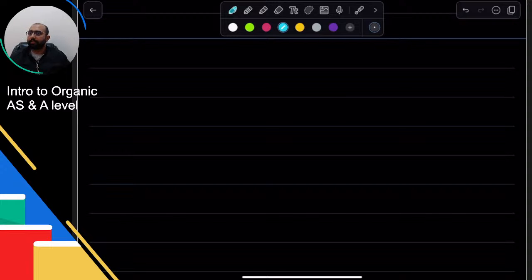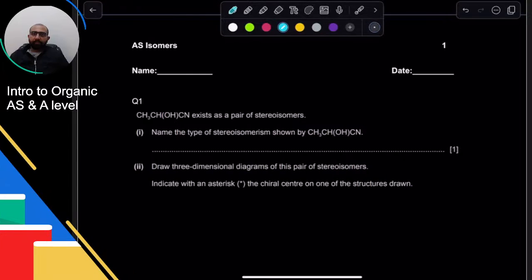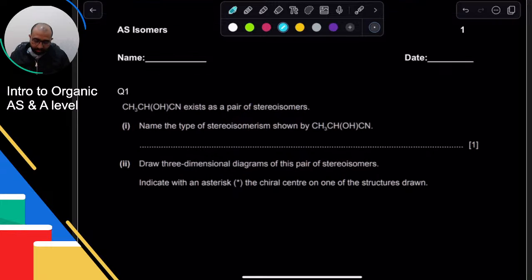Okay, so now we are gonna do some past paper questions for this. So let me get a worksheet. Just give me a minute and then we can start. Alright, so this is a worksheet from past paper questions, and let's look at it.